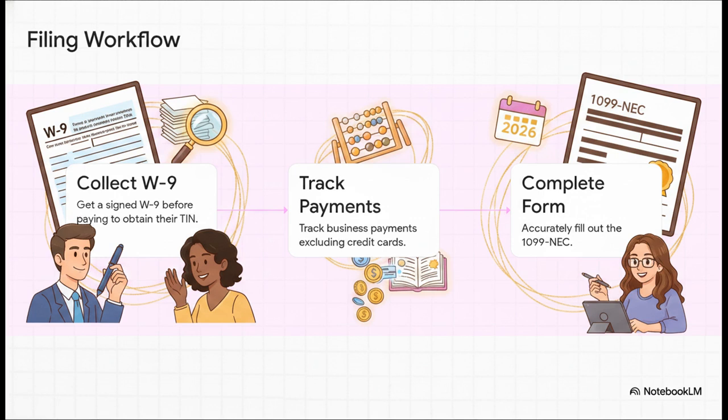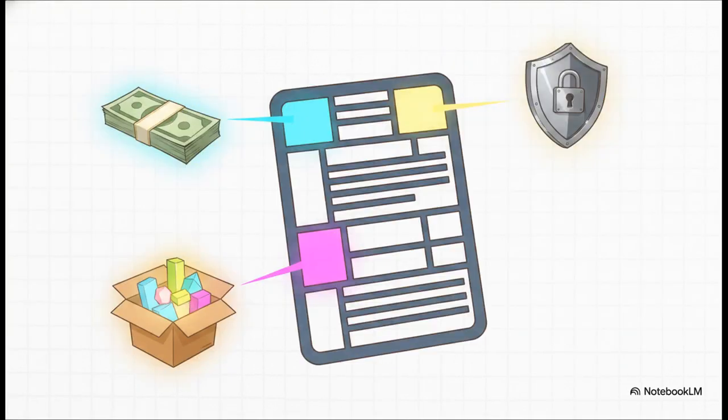Step 2 is tracking your payments throughout the year, but keep in mind you exclude credit card payments because the payment processors handle those on a totally different form. And Step 3 is just accurately filling out the 1099 NEC itself. When you're actually staring at the form, it's pretty straightforward. You'll drop that $2,000 or more in service fees right into Box 1. Box 2 is this super specific checkbox used only if you made direct sales of consumer goods totaling $5,000 or more to a recipient for resale. And Box 4? That's strictly for reporting any federal tax you were forced to withhold under those backup withholding rules we literally just talked about.